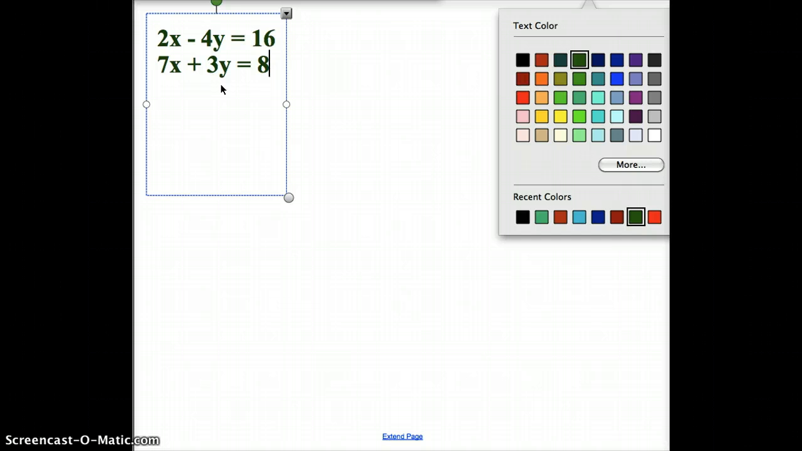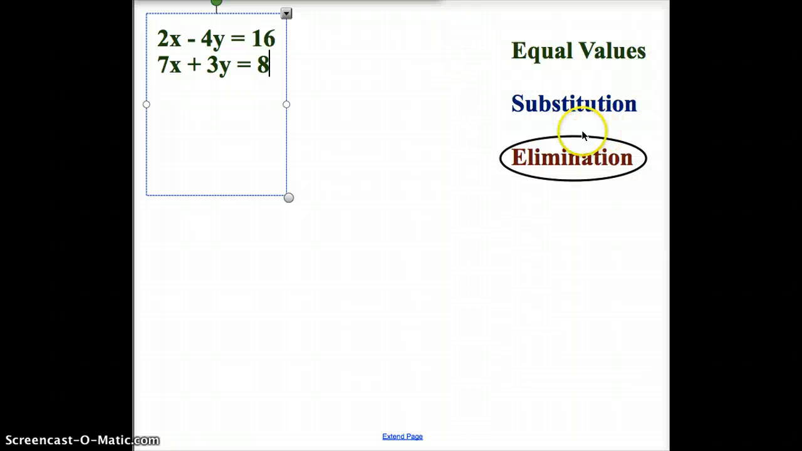In order to use substitution, which I don't like, I'd have to do a lot of configuring, and I'm probably talking about getting some fractions in there. So I don't know that I want to do that. So I would still recommend doing the elimination method.